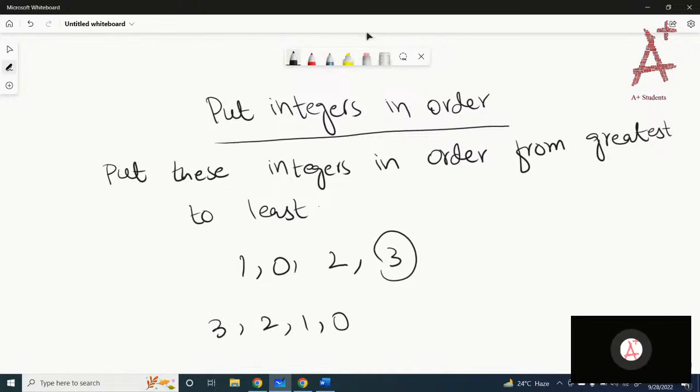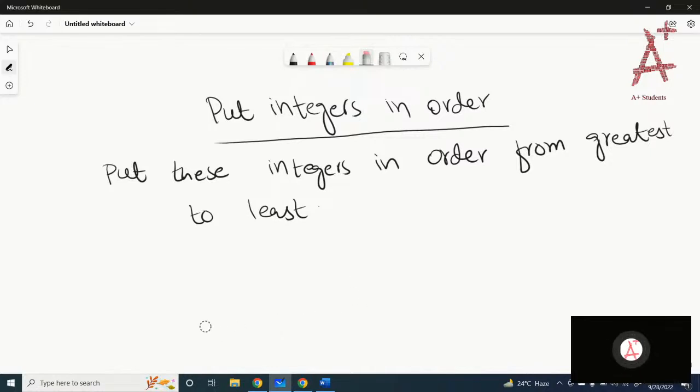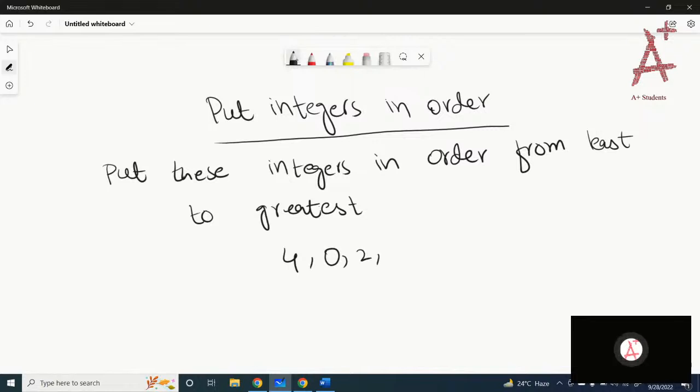Okay, another example is, put these integers from least to greatest. Now you have to arrange from least to greatest. First you have to write the numbers that are the least, and then you have to move to the numbers that are the greatest. Got it? Good. The numbers are 4, 0, 2, 3, -5.